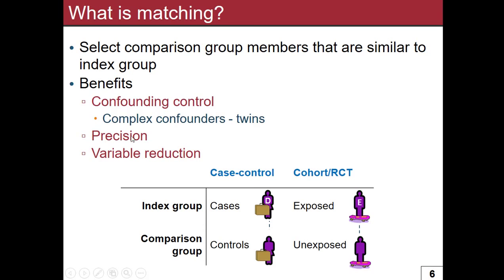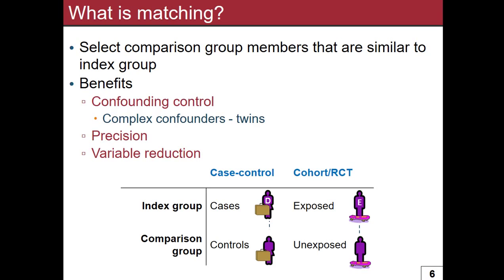And the other one is precision. So you actually, in doing all of this, can have a much more precise estimate through a very clean sort of control for household or for match set or so forth. Again, you can get a very precise answer, a narrow confidence interval potentially through a matched analysis. So we generally control for very complex or important confounders through matching.